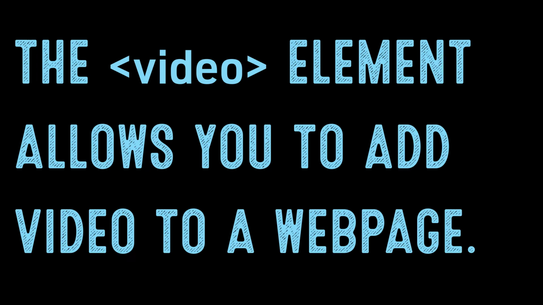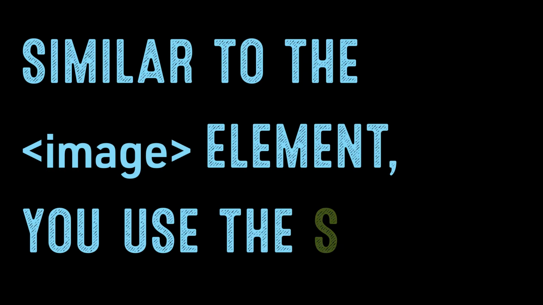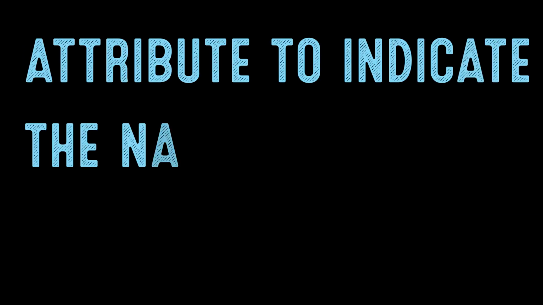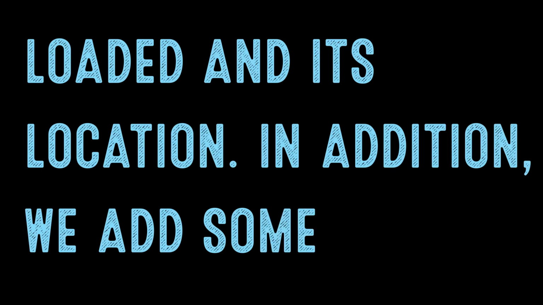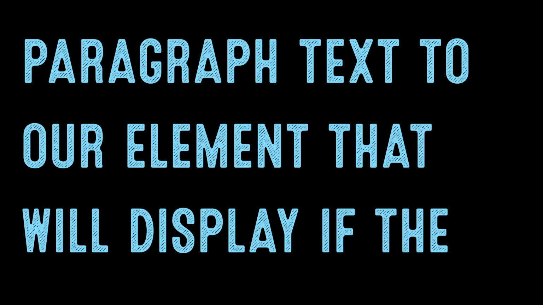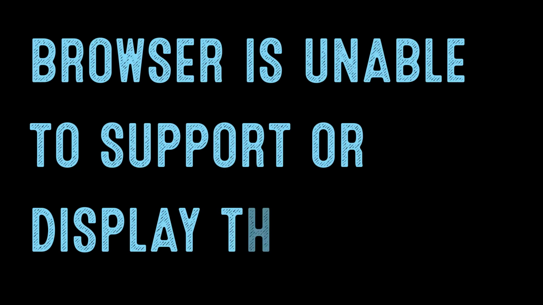The Daily Code Snippet. The video element allows you to add video to your web page. Similar to the image element, you use the source attribute to indicate the name of the video file to be loaded and its location. In addition, we add some paragraph text to our element that will display if the browser is unable to support or display the video file format that we have chosen.